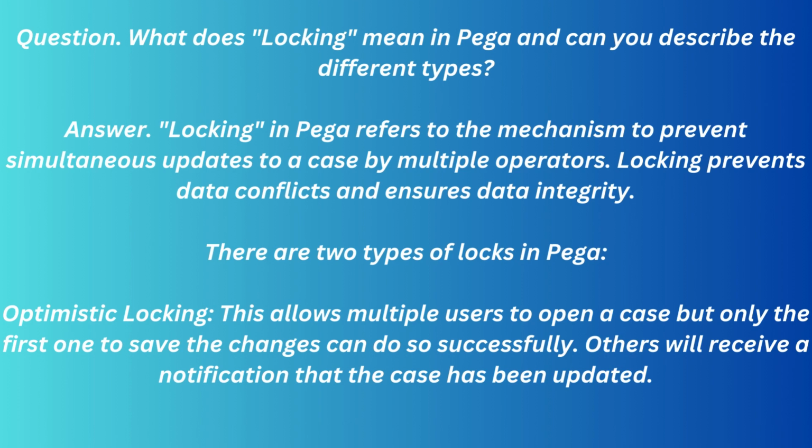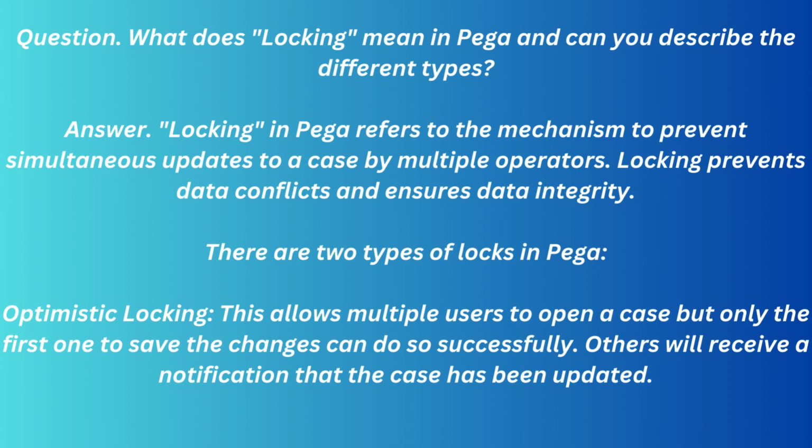Question. What does locking mean in Pega, and can you describe the different types? Answer. Locking in Pega refers to the mechanism to prevent simultaneous updates to a case by multiple operators. Locking prevents data conflicts and ensures data integrity. There are two types of locks in Pega.